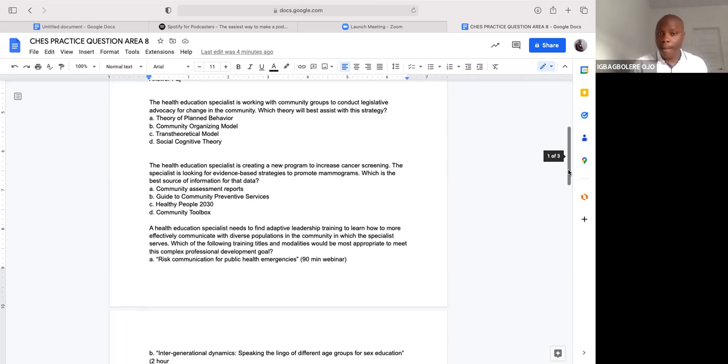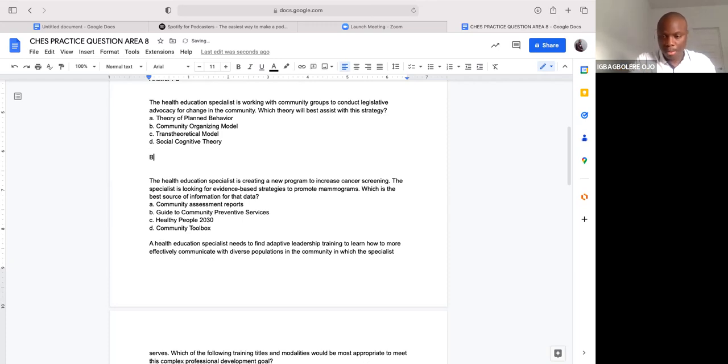Because honestly, in the exam, they can throw different theories around, not just limited to these four. So you must be able to identify which one is a personal, interpersonal, or community-based level theory. So I'm going with the right answer here to be B, which is the community organizing theory. So, the next question.